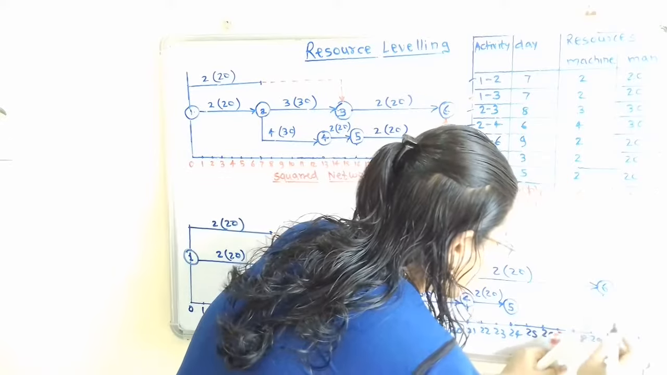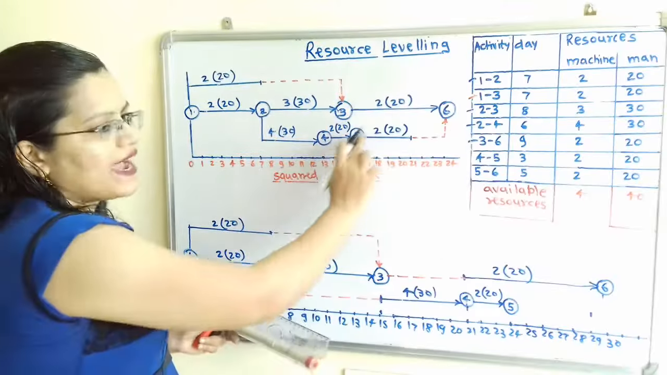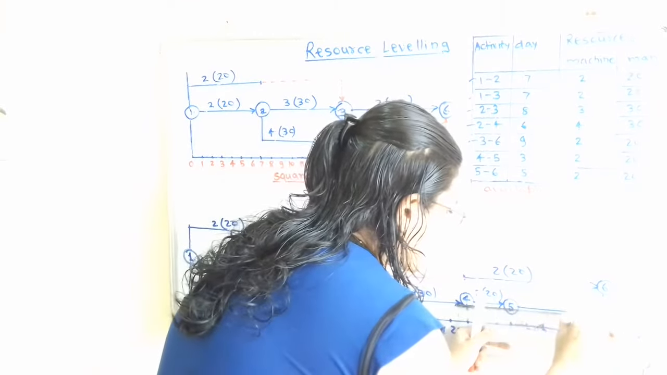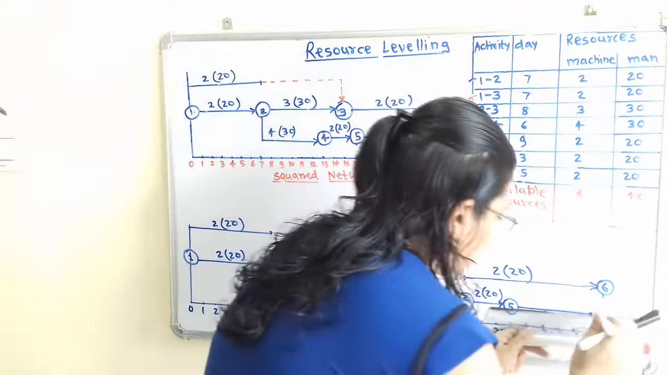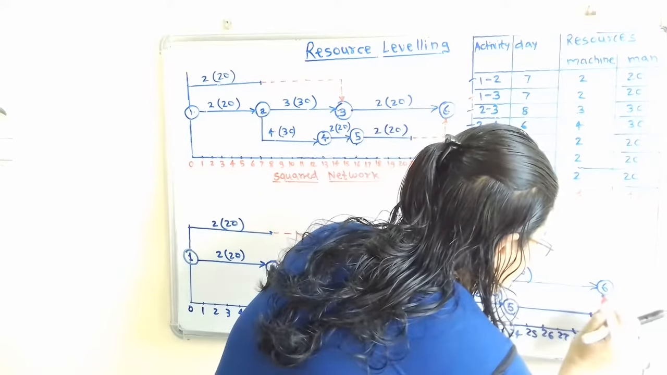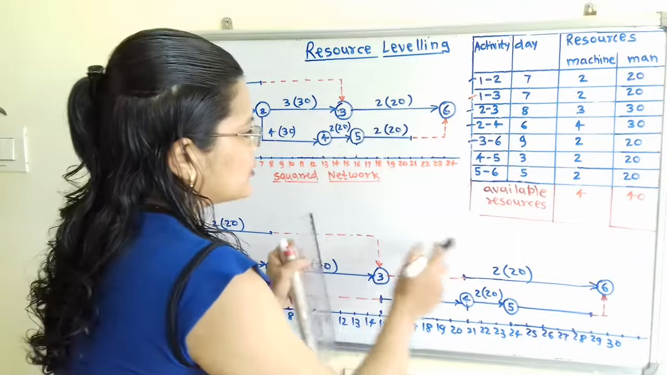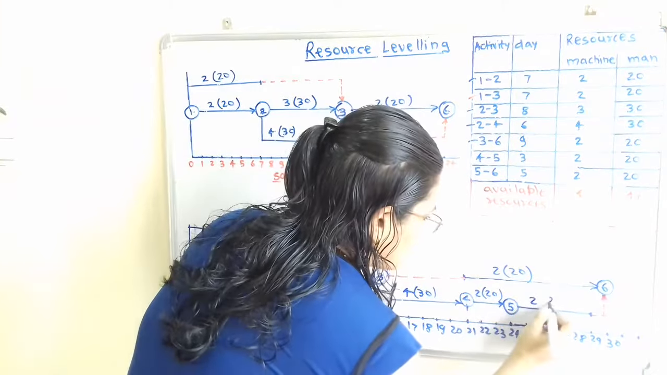So I will take here the point. So we have to join 5 and 6. So we will complete this activity at the day of 29, and after that we have to draw the dotted line. And we have to show the resources also, that is for 5 to 6, 2 and 20.